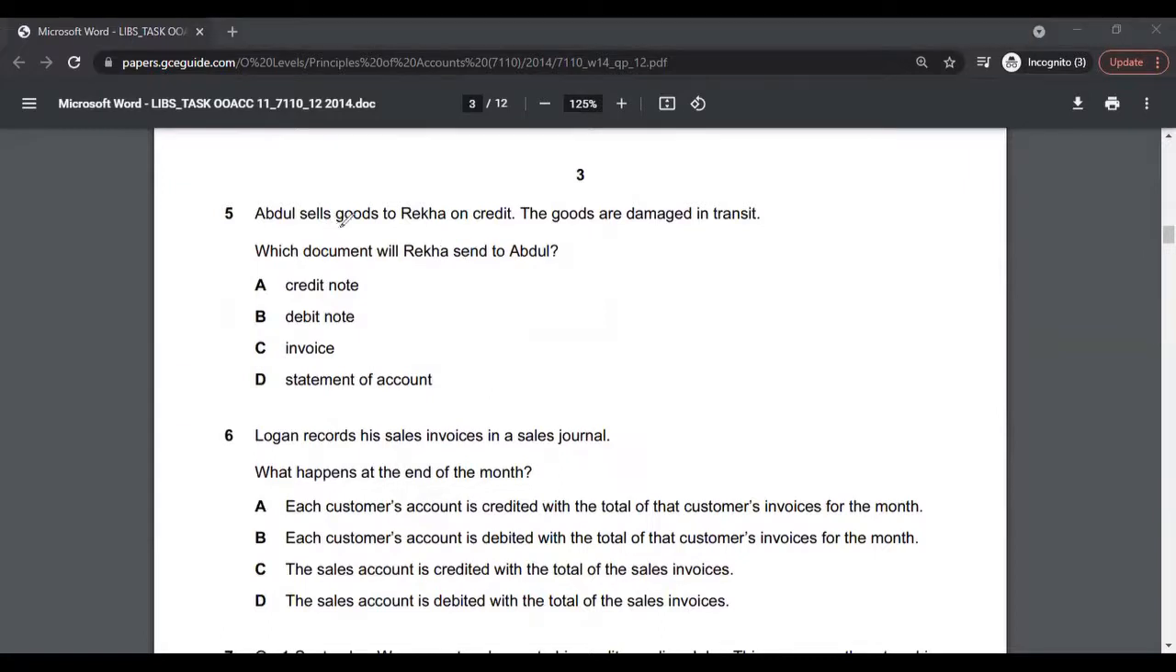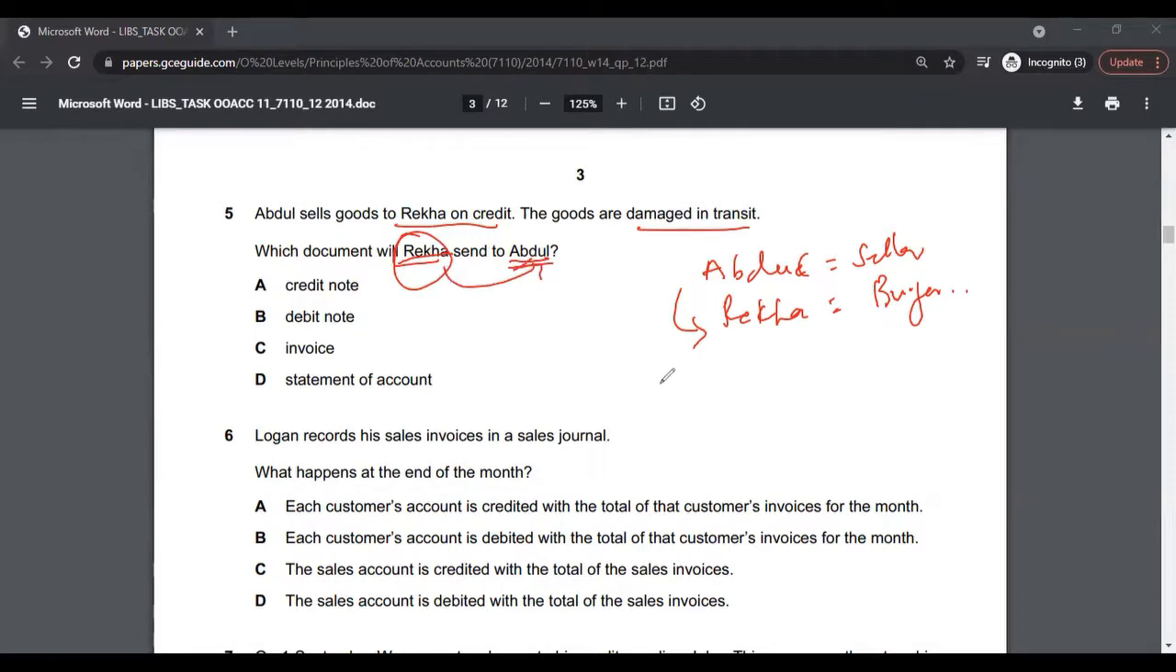Multiple choice 5. Abdul sells goods to Rekha on credit. So Abdul is our seller and Rekha is the buyer. The goods are damaged in transit. So during the shipping of goods from Abdul to Rekha, the goods were damaged in transit. Which document will Rekha send to Abdul?